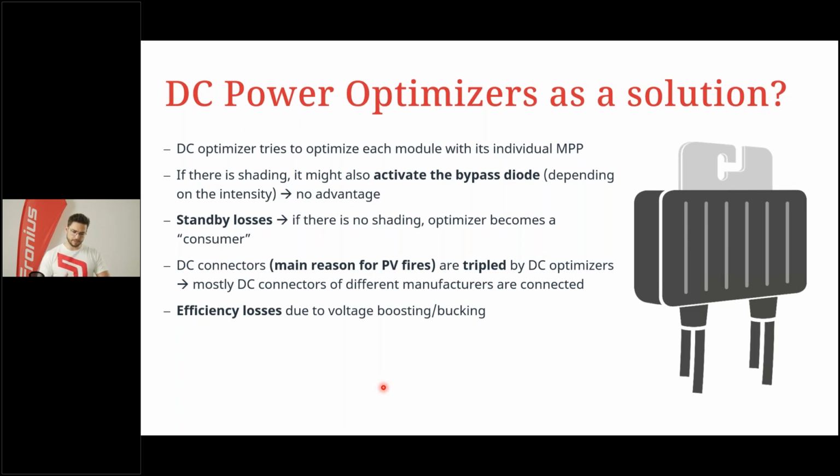So let me repeat that once more. We have in some shading scenarios just the activation of bypass diodes with no further advantages than with a standard inverter. We have standby losses if there is no shading. We have the triple amount of DC connectors, MC4 plugs, and we have efficiency losses. So on the last topic, let me explain a little bit more about the efficiency losses.